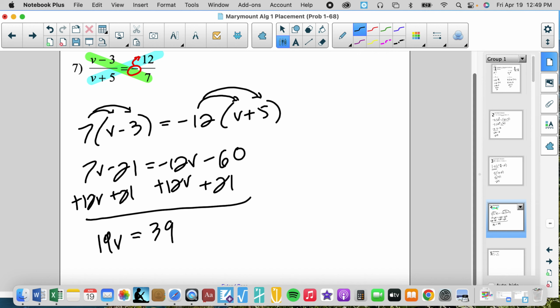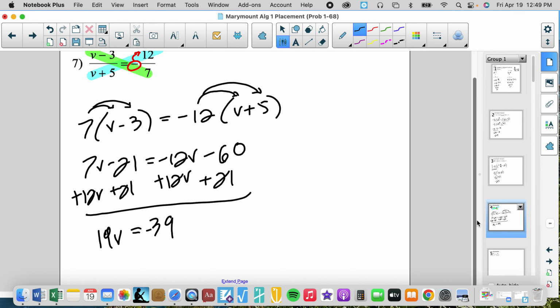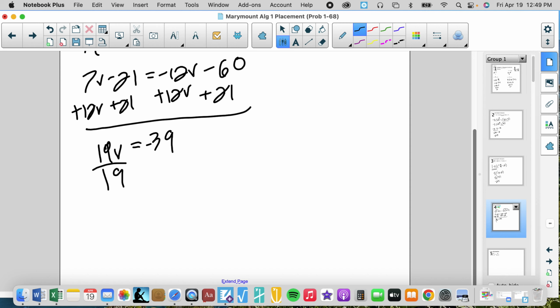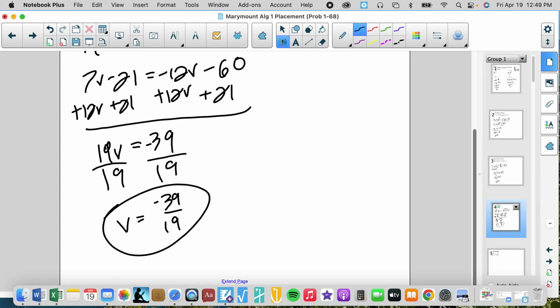Really? I feel like I'm making a mistake. Negative 39, I did make a mistake. Divide by 19, divide by 19. V equals negative 39/19, which should be the answer.